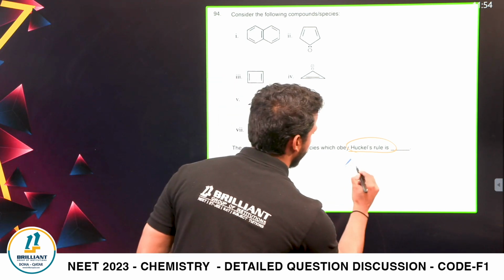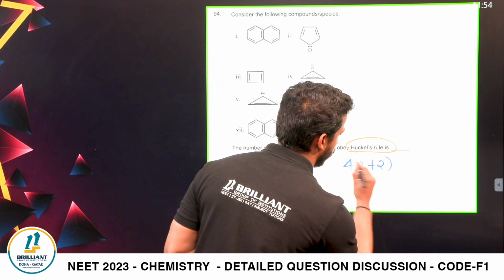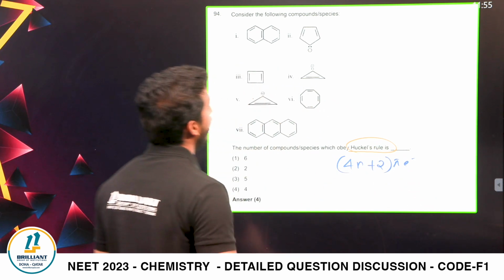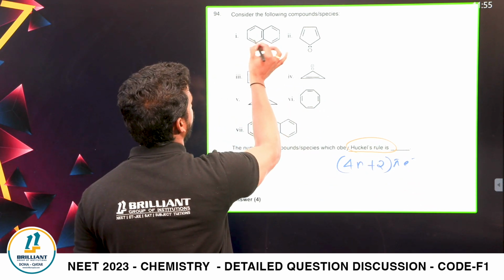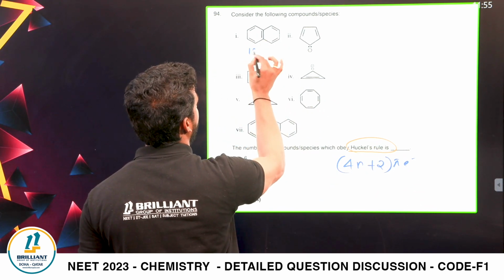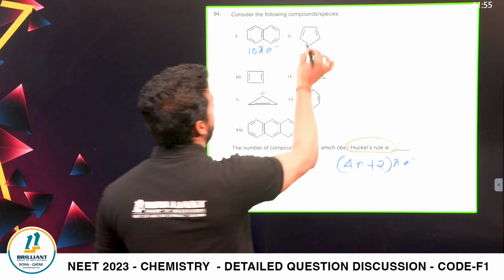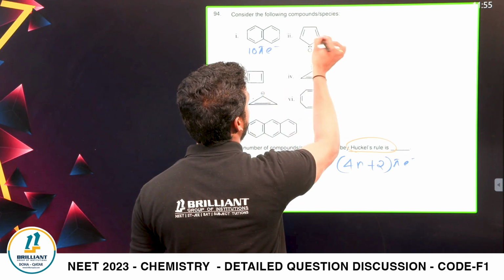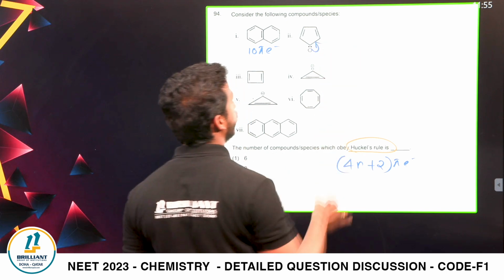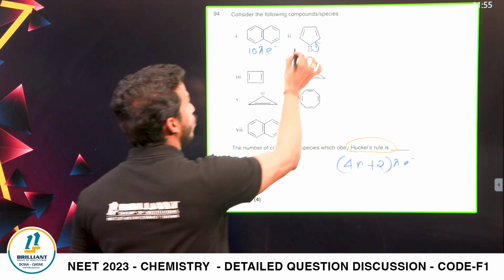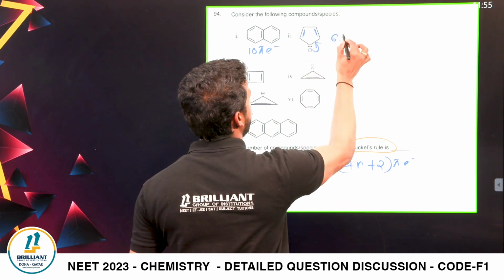You know what is a 4n plus 2 pi electron system, right? They're all here. How many pi electrons? 1, 2, 3, 4, 5. 5 bonds means 10 pi electrons. Here, these two bonds are already there, and this lone pair is also involved in resonance. So 2, 4, 6 pi electrons are there.